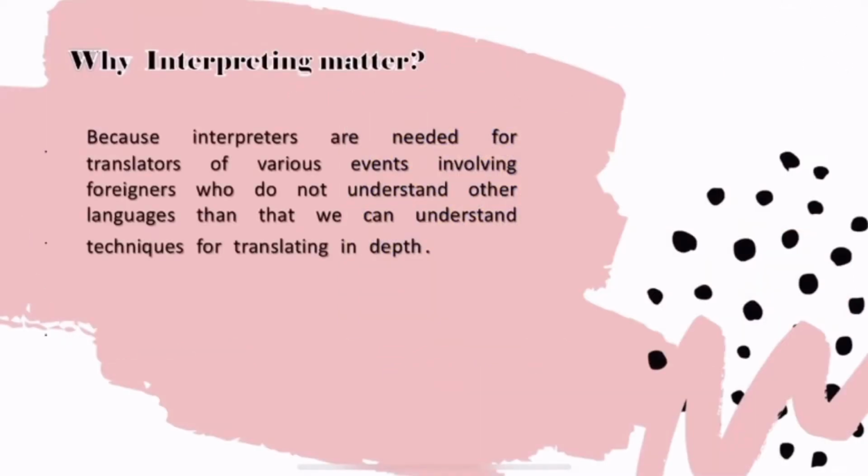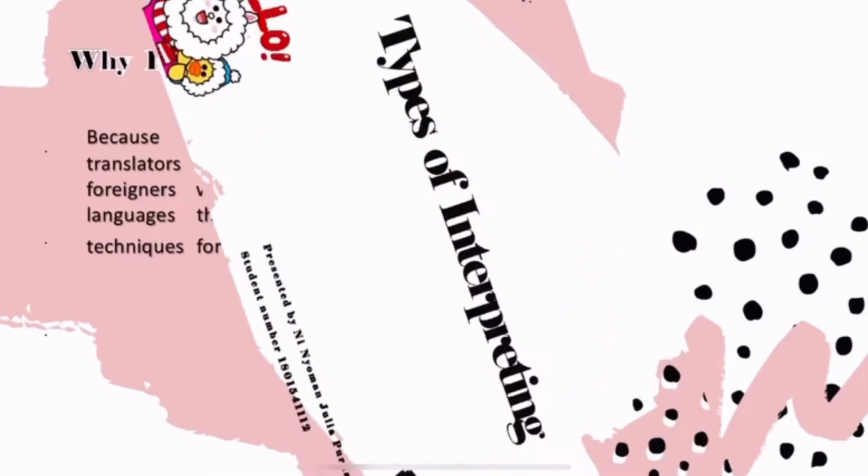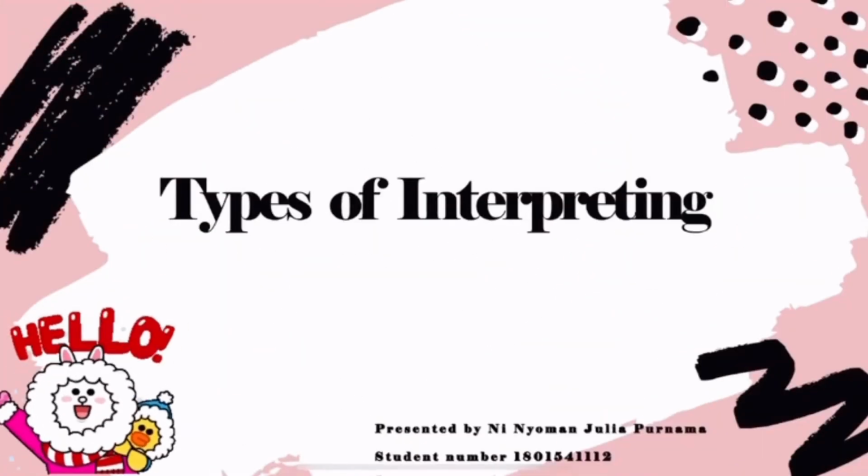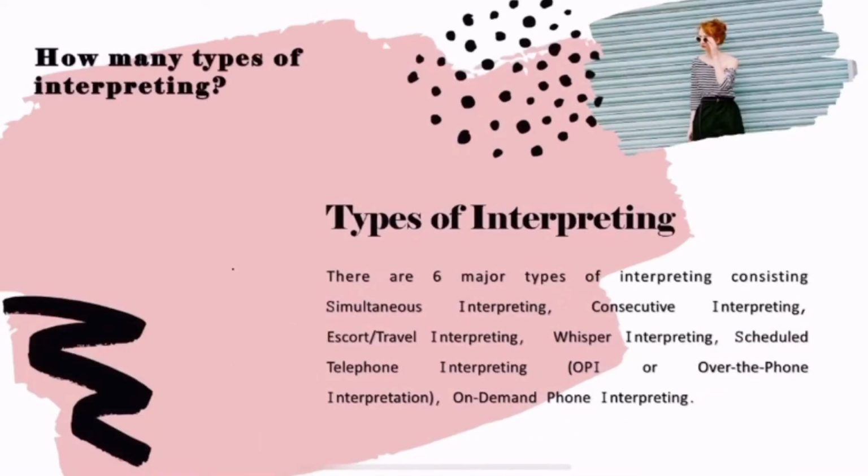Why does interpreting matter? Because interpreters are needed as translators for various events involving foreigners who do not understand any language other than the one we can understand. Techniques for translating in depth. Types of interpreting. How many types of interpreting are there?